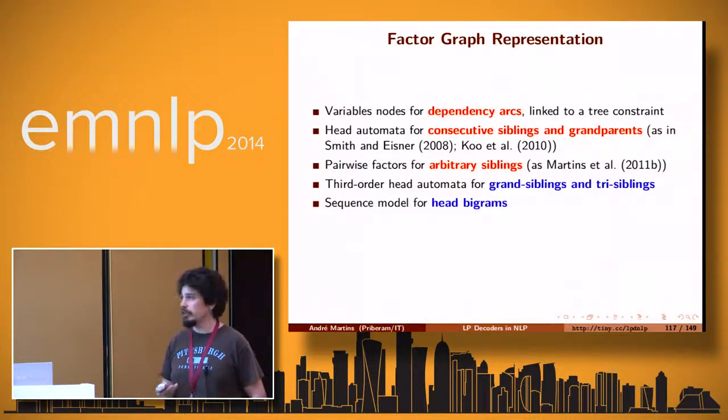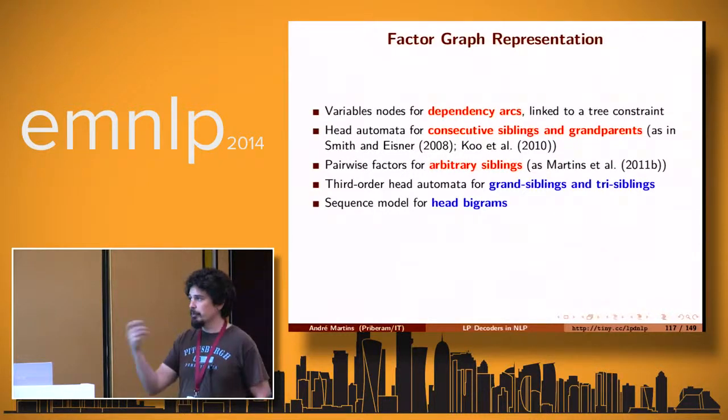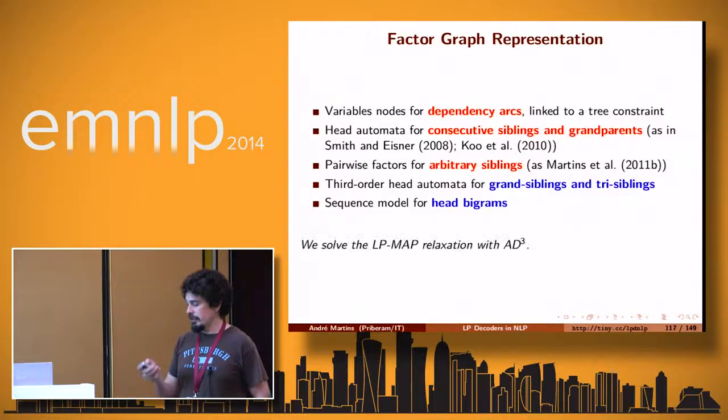Okay. Finally, for head bigrams, where we had just two consecutive words and we look at what are the heads of those words, we can tackle that with a single sequence model, because it's like a sequence labeling problem. So we're going to compose all these into a single factor graph, and all these are local problems that we can solve either with dynamic programming or by projecting, in the case of the logic factors. And we're going to solve a linear relaxation with AD cubed.